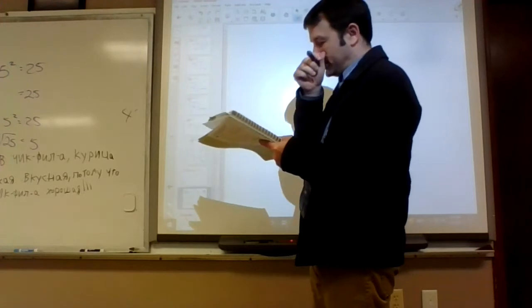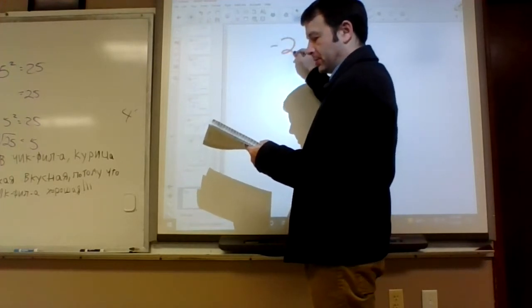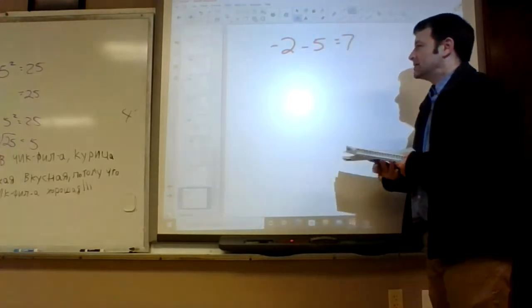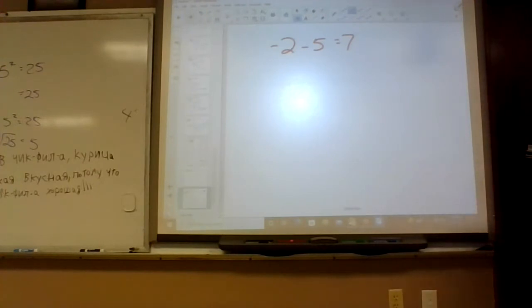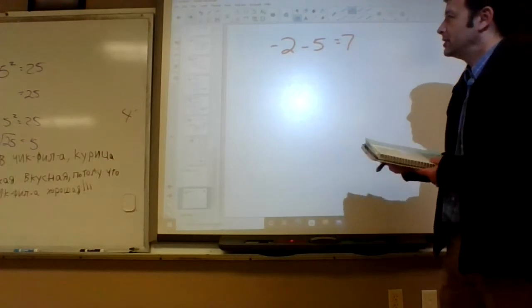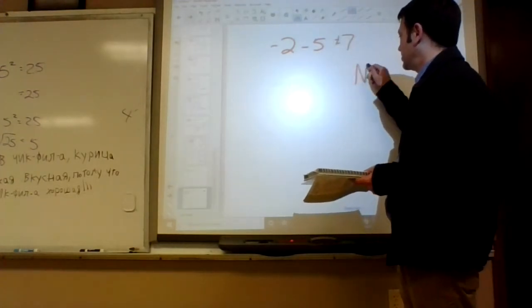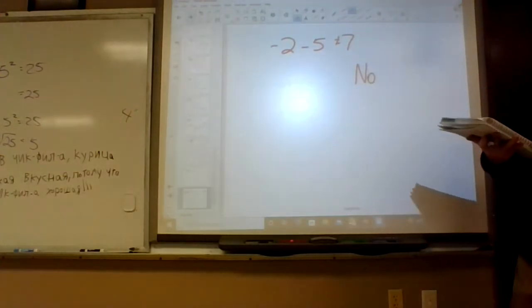Same thing, does negative 2, 5 work? So negative 2 goes in for x, 5 goes in for y. Does negative 2 minus 5 equal 7? No. Negative 2 minus 5 actually equals negative 7. So that's not equal, so we don't really need to check the other one. That's going to be not a solution for that system.